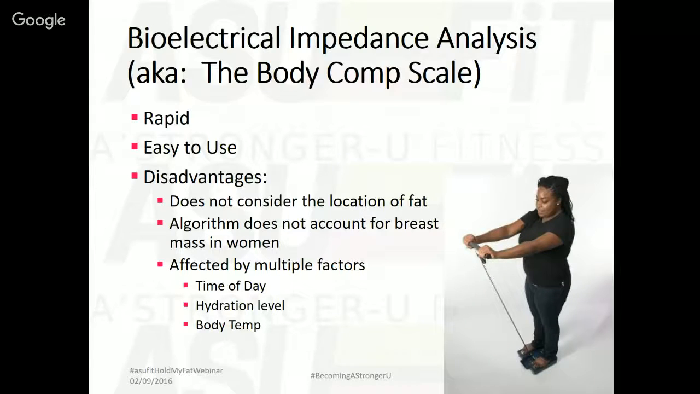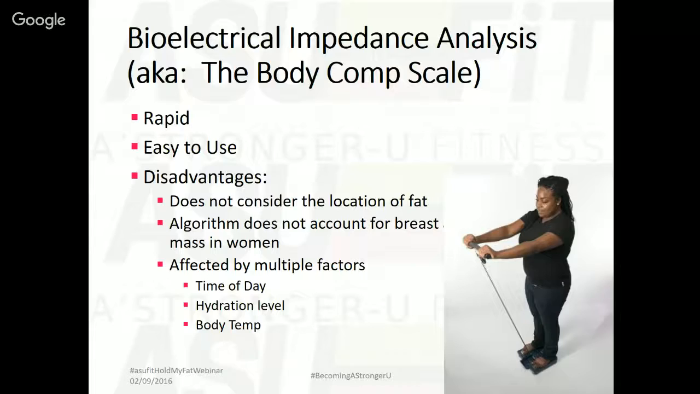Let me go back to it. Also, if your body temperature is fluctuating. For example, when you're cold, the membranes around your cells are not as fluid. So it becomes a little bit more difficult for your body mass to actually conduct the current, to handle that electricity. So it's going to spit back a number that's higher in body fat. So that's going to be the disadvantages of using that machine.